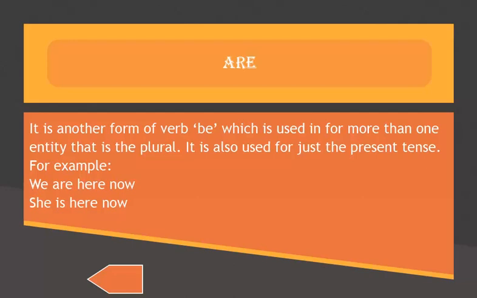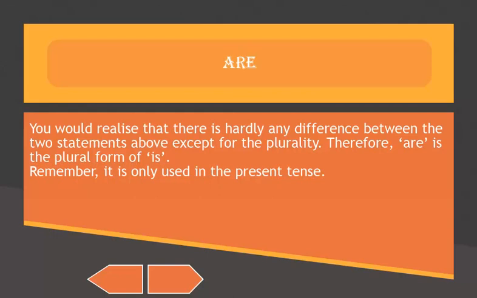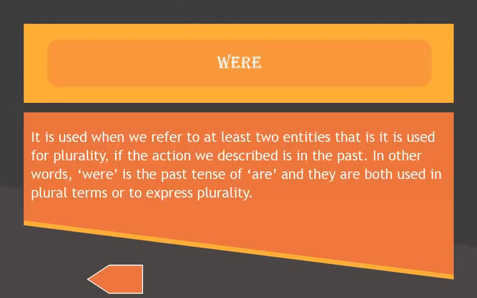For example, we are here now. She is here now. You would realize that there is hardly any difference between the two statements above except for the plurality. Therefore, are is the plural form of is. Remember, it is only used in the present tense.